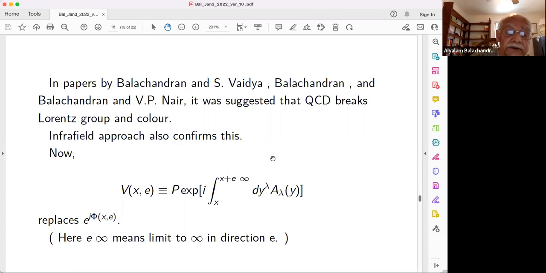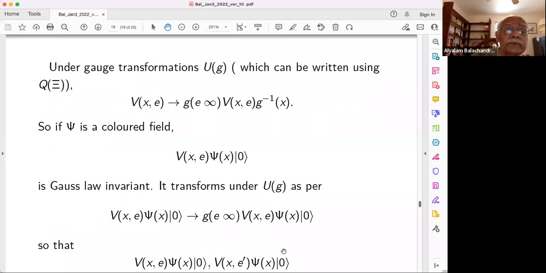So I come back to this V, which is written like this, where by E infinity I mean the limit to infinity taken in the direction E. And this is the well-known property that under gauge transformation U_G, it transforms on the left and on the right. On the right, it transforms with G inverse of x. On the left, it transforms with this gauge transformation G, where I approach infinity in the direction E.